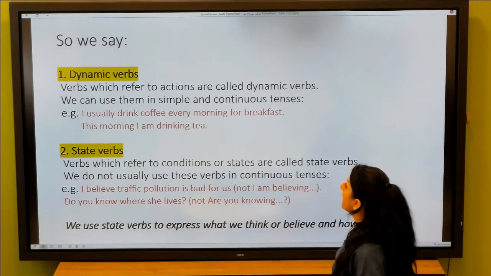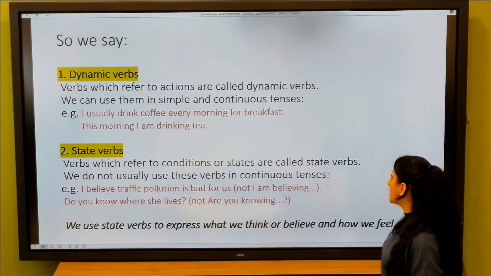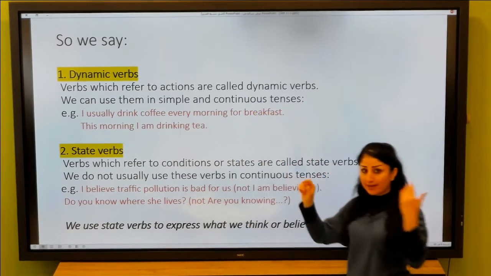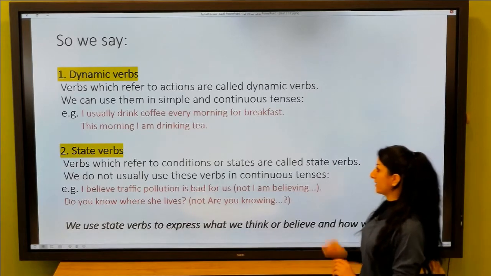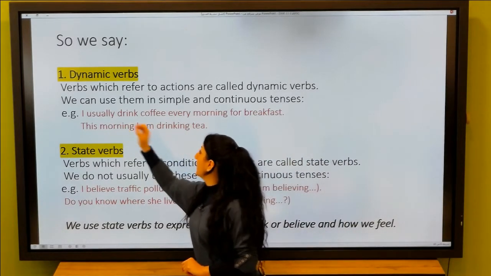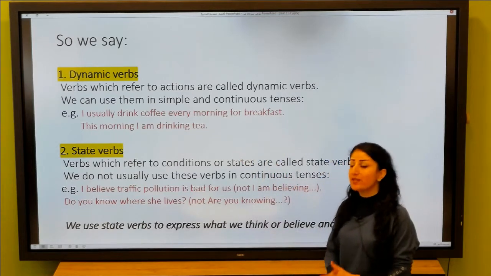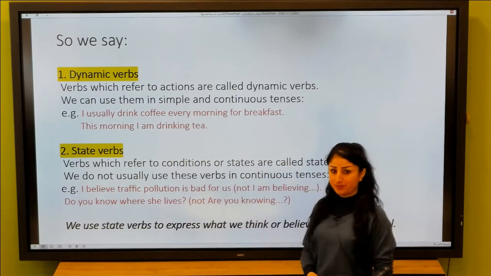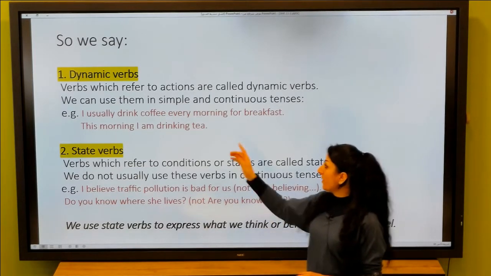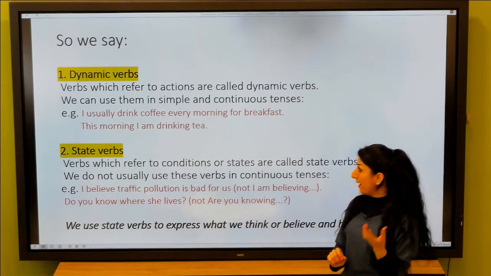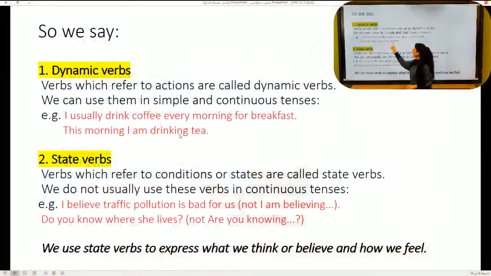Please look at this. Verbs which refer to actions are called dynamic verbs. We can use them in simple and continuous tenses, okay? Like I said, they accept ing at the end of them. Example: I usually drink coffee every morning for breakfast. The main verb is drink. Because I have usually and I have every, it's simple tense and I put drink. This morning I'm drinking tea. This morning refers to the present continuous, or present progressive. So the verb drink is an action verb, or a dynamic verb, and accepts ing at the end of it, and I add ing.